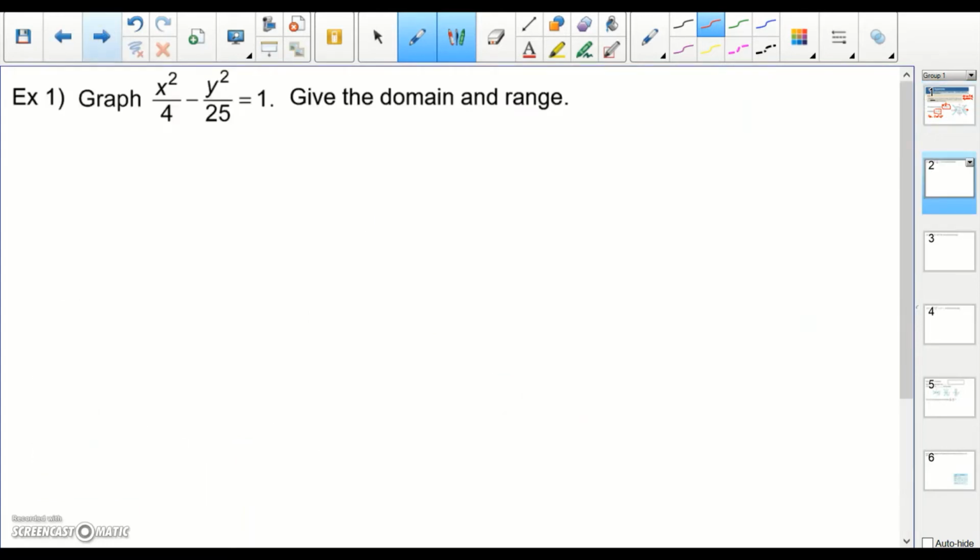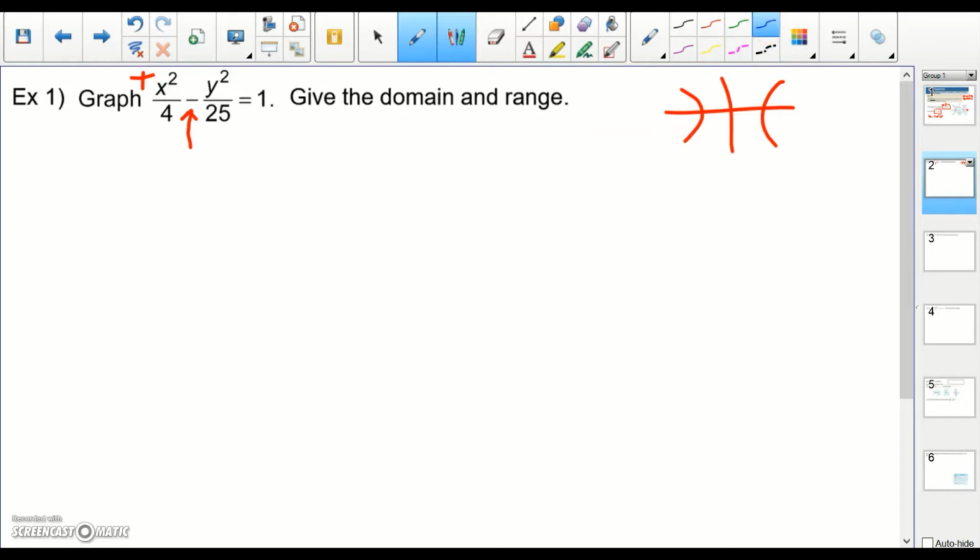Example 1, we're going to graph this one, and you can tell it's a hyperbola, not an ellipse. It looks an awful lot like it, but you can tell it's a hyperbola when you see that negative. The term that's positive tells me that this is going to open in the x direction, so you already know it's going to look something like this. We just need to nail down some specifics.